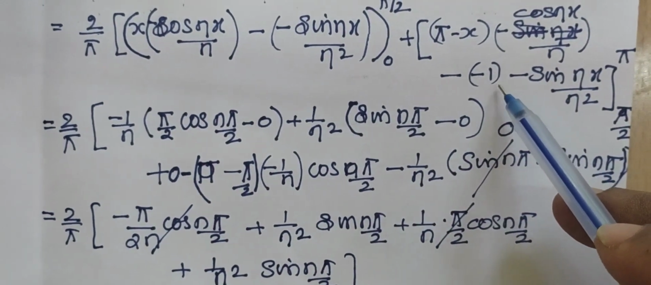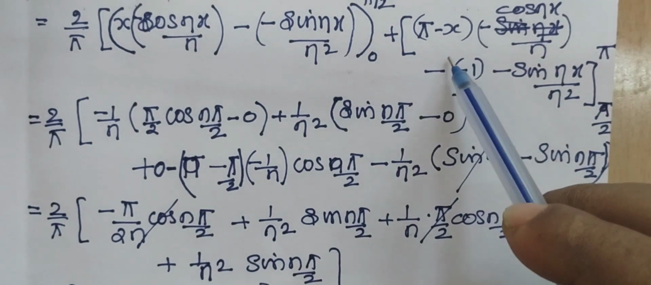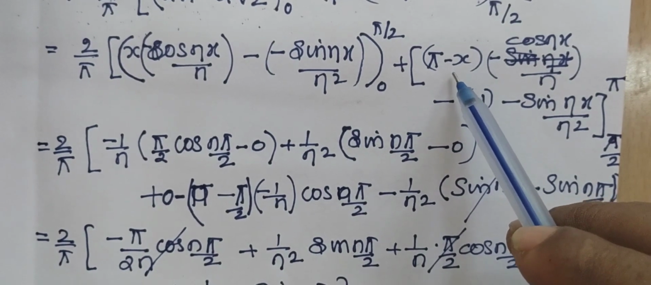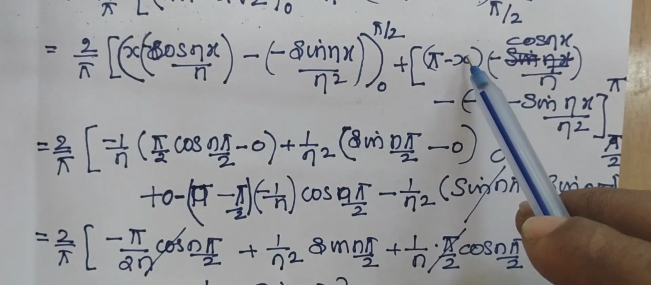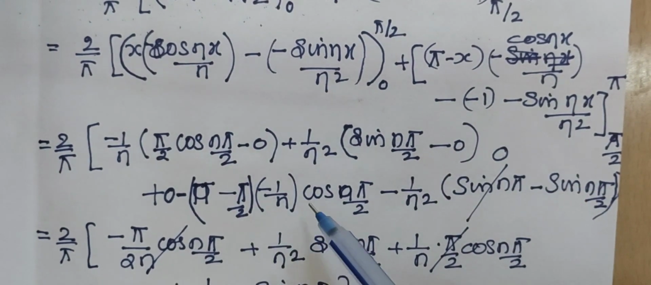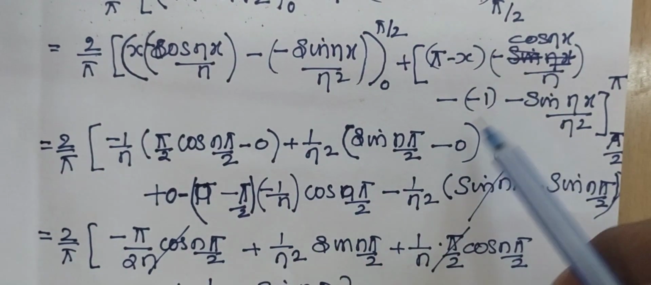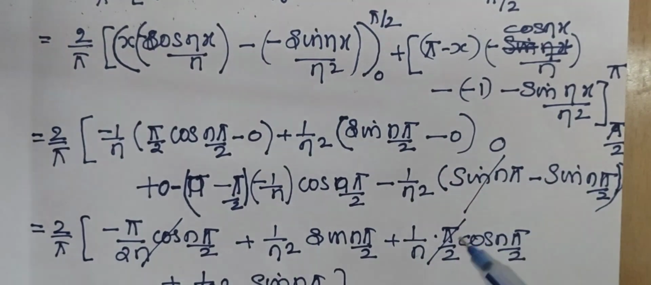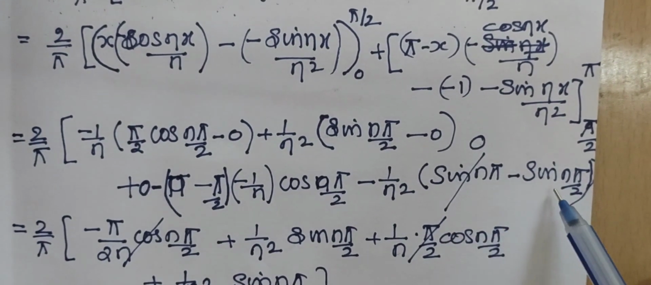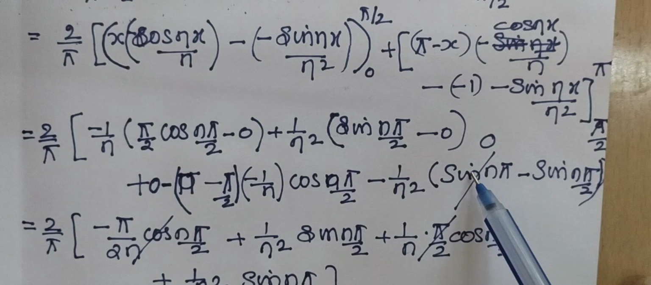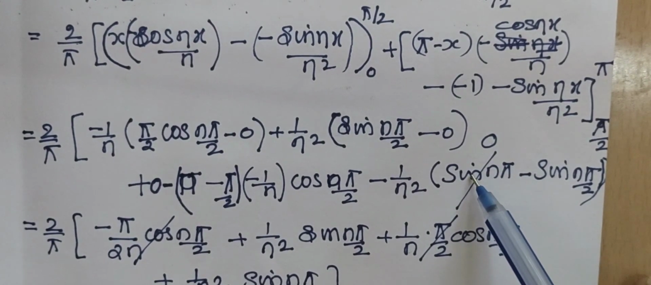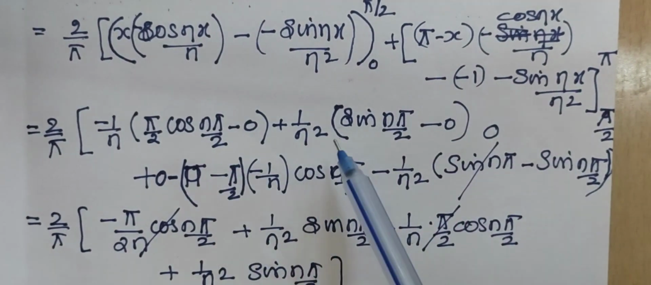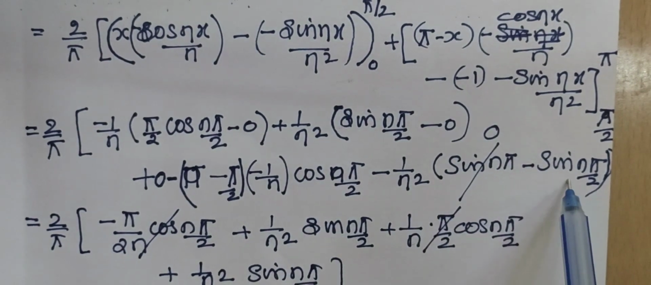Now for the second one, when you put the upper limit x equal to pi, pi minus pi is equal to 0, so the upper limit gives 0. Now apply the lower limit, that is pi minus pi by 2, into the common factor minus 1 by n into cos n pi by 2. Then for the last one, with the three minuses, minus 1 by n square into the upper limit sin n pi minus the lower limit sin n pi by 2. We can cancel, because sin n pi and sin 0 are 0. So in total there are 4 terms remaining.